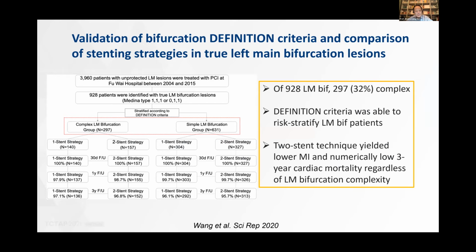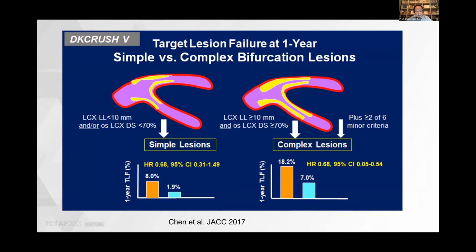So recently, our Chinese colleagues from Fuai Hospital just published their single center finding to compare a provisional stenting technique and two-stent technique for complex left main bifurcation lesions defined by the definition criteria. From 1 year to 3 year follow-up, there was a higher rate of cardiac death and target revascularization in the provisional group compared to the systematic two-stent group. This is our subgroup analysis from DK-5.